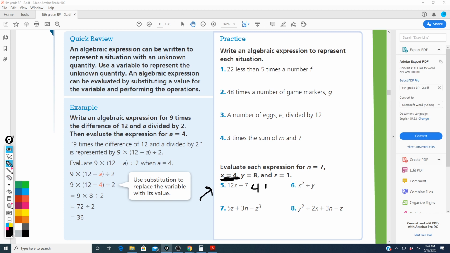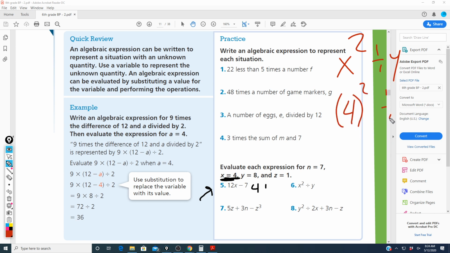One more here and I'll let you guys go. x squared divided by y. If x is 4, let's put 4 squared divided by y, which is 8. 4 squared, which is 4 times 4, is 16. 16 divided by 8 is simply just the number 2. Okay. All right.